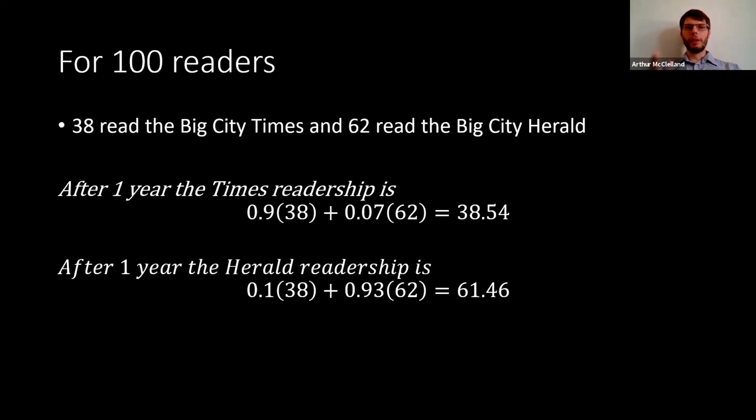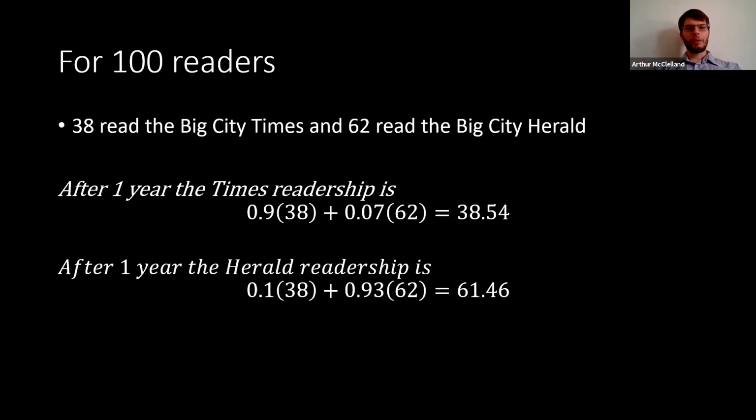All right, so we have 100 readers, just to make the numbers easy. 38 read the Big City Times and 62 read the Big City Herald. And after 1 year, we can write an equation. So we have 90%, 0.9 times 38, so 90% of readers stay with the Times. And then we gain 7% of the Herald readers, so 0.07 times 62. This equals 38.54 readers. Please ignore the fractional readership issue. It's a silly example problem.